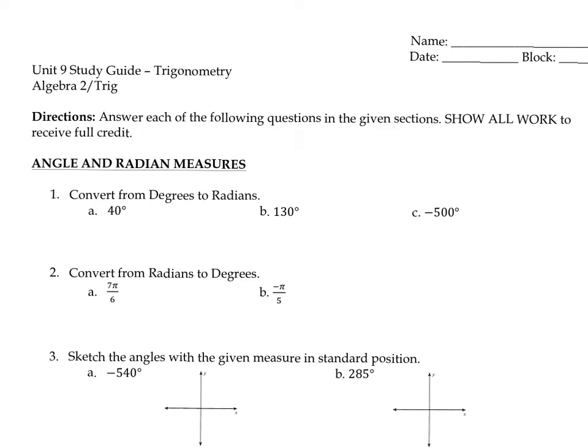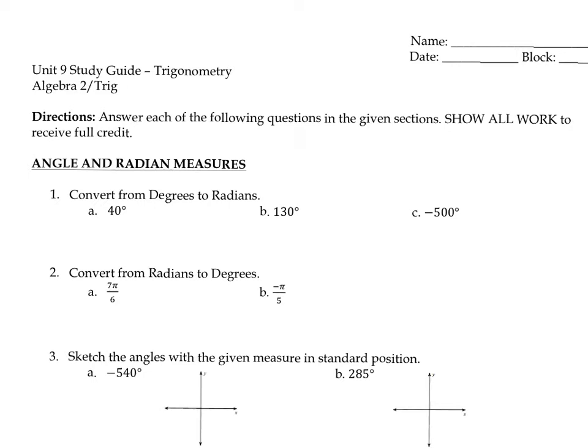I'm going to go over each question on this study guide. If you have specific questions, make sure you just fast forward to the problem that you want to review. So number 1 says convert from degrees to radians.